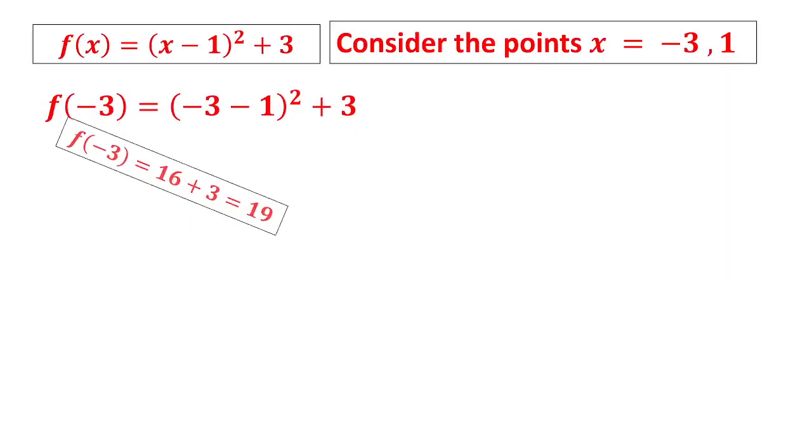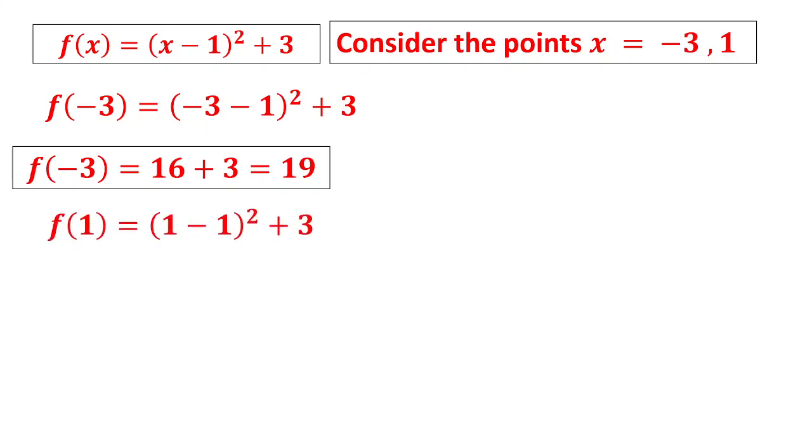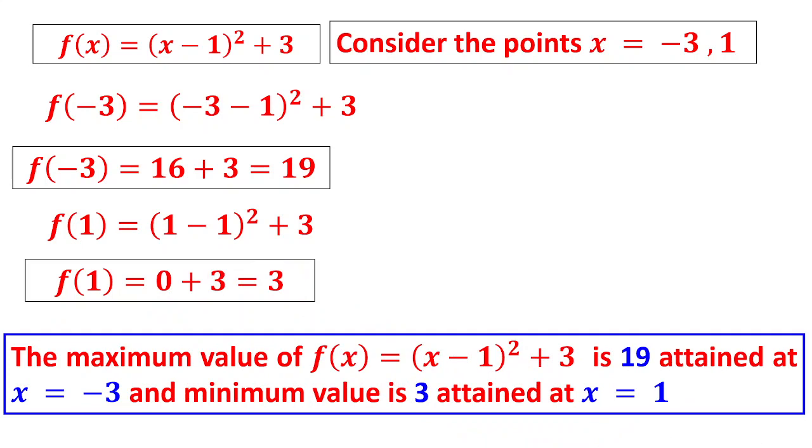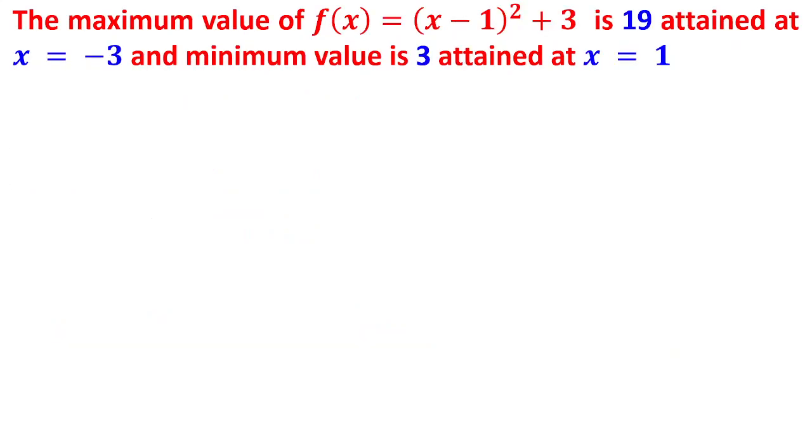Find f of minus 3, it is 19. Find f of 1, it is 3. Therefore maximum value is 19 attained at minus 3. Minimum value is 3 attained at x is equal to 1. Let us see the graph of it.